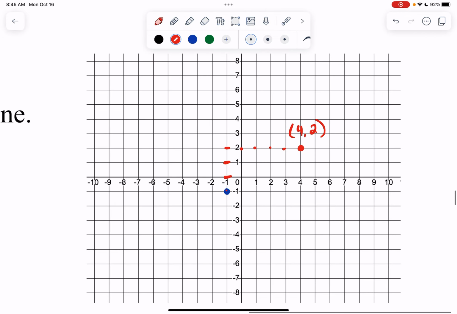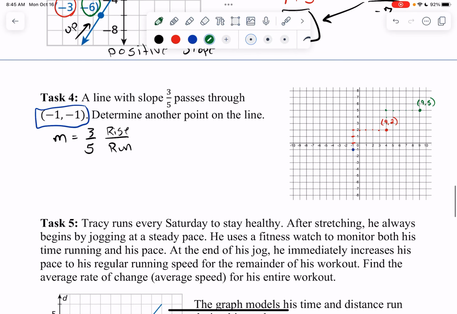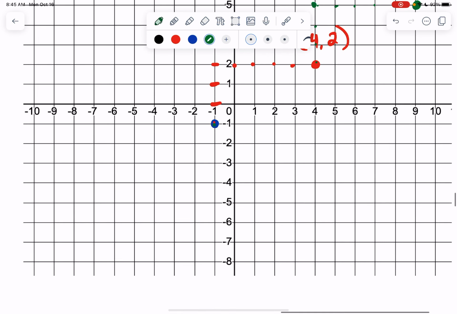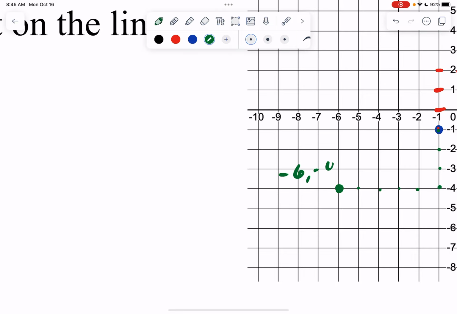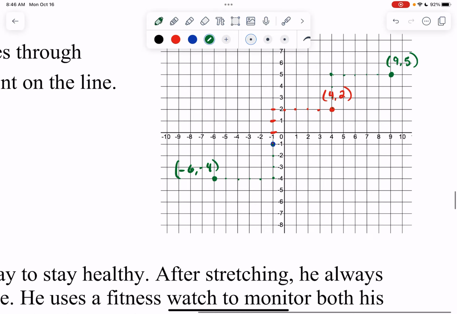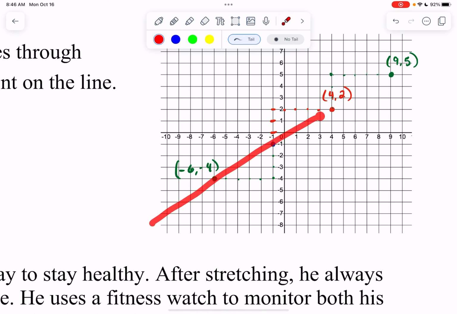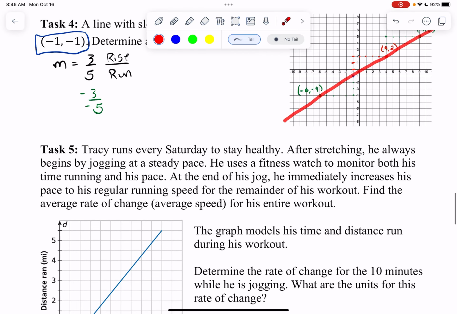I can keep going. Again, rise of 3, run of 5. There's another point on the line, 9, 5. I could also go backwards and treat it as negative 3 over negative 5. So from this point, I could go down 1, 2, 3, back 1, 2, 3, 4, 5. There's another point, negative 6, negative 4. All of these are points on the line, because if I connect all my dots, it all makes one nice line. So we use that slope.